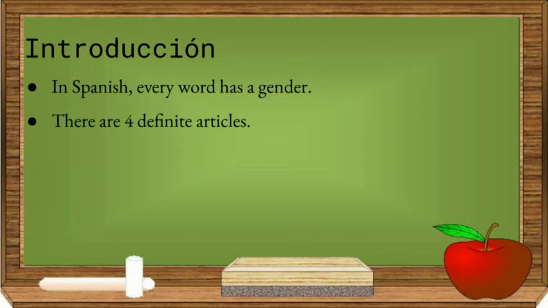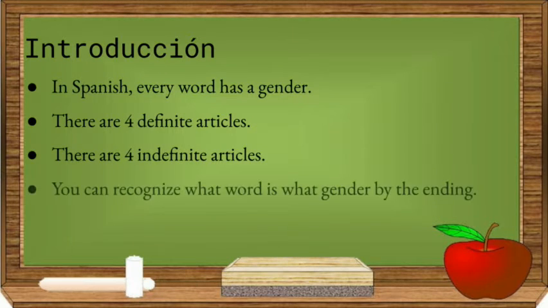There are 4 definite articles, and there are also 4 indefinite articles, and we'll learn each and every one of them. And you can recognize what word is what gender by the ending. You'll see what I mean soon enough.